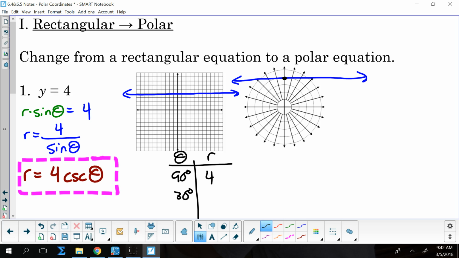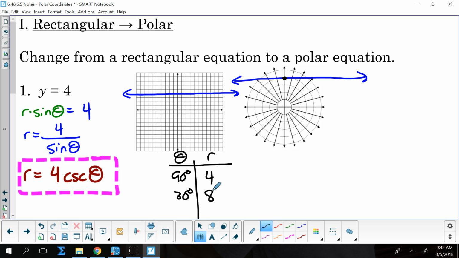One half. 4 divided by 1 half. 8. 4 times 1 half is 2. 4 divided by 1 half is 8. So what does that mean?